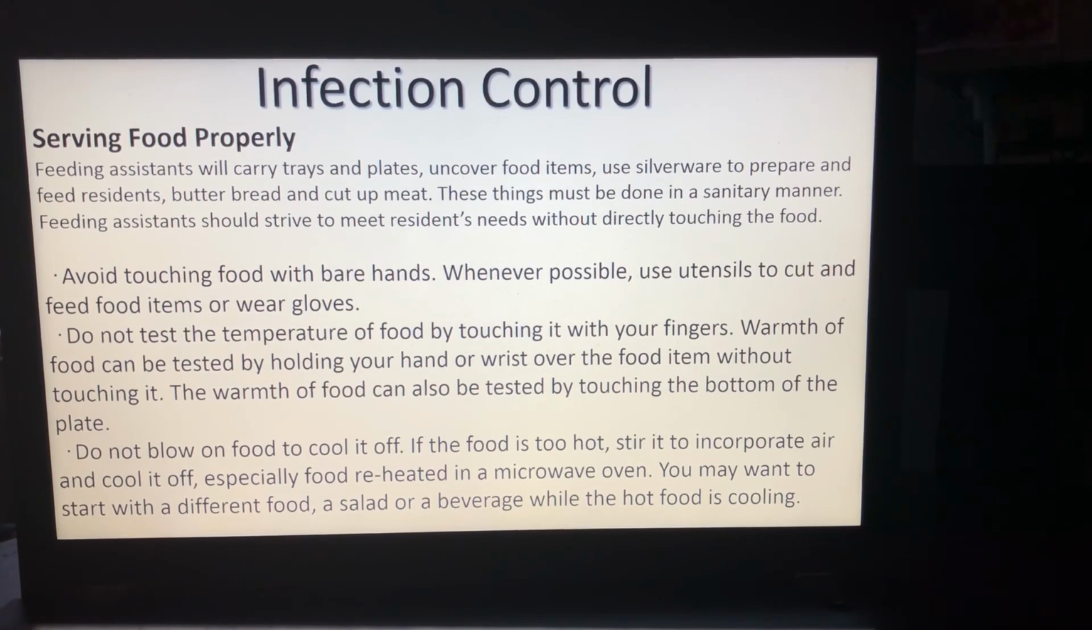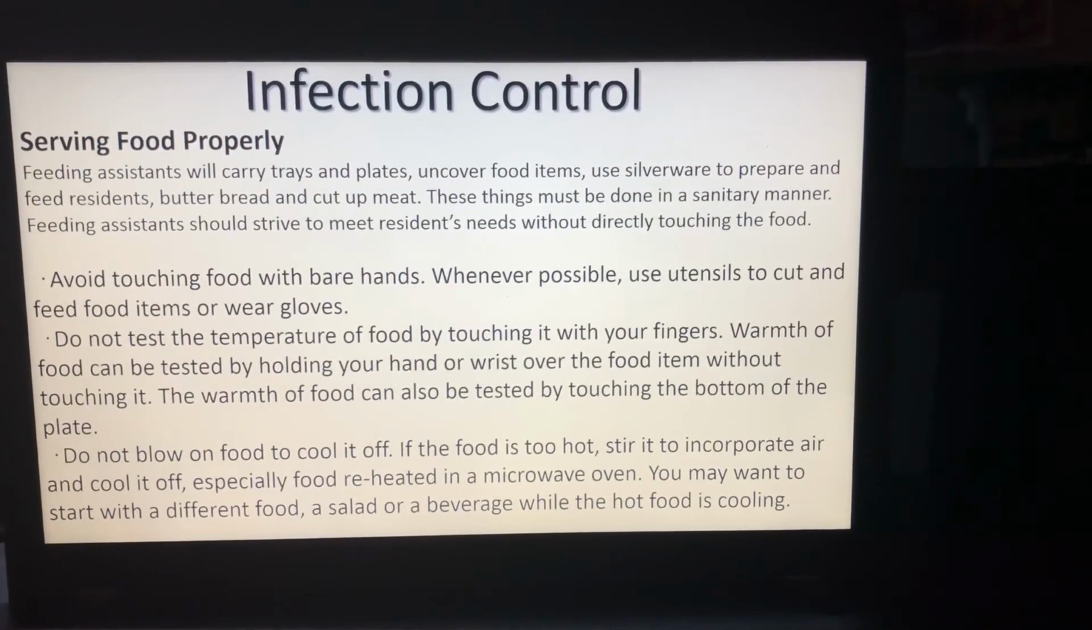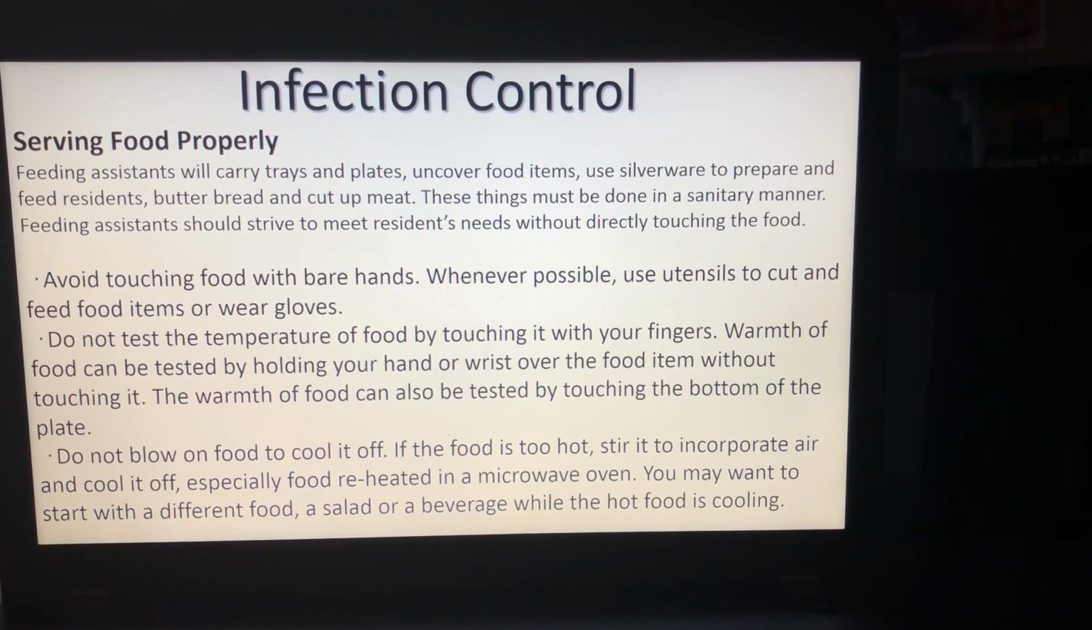So, serving food properly. Feeding assistants will carry trays and plates, uncover food items, use silverware to prepare and feed residents, butter bread, cut up meat, those sorts of things. These things must be done in a sanitary manner. Feeding assistants should strive to meet residents' needs without directly touching the food. So avoid touching food with your bare hands. Whenever possible, use utensils to cut and feed food items or wear gloves.